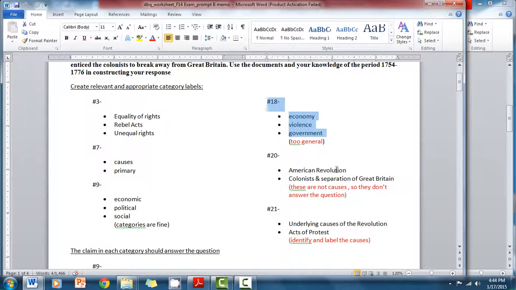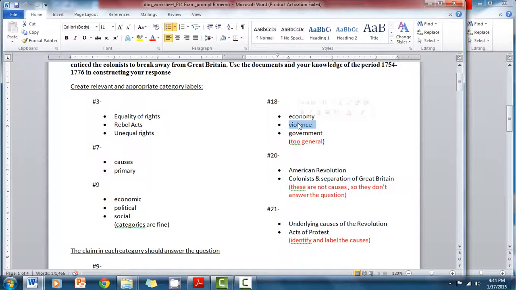Student number 18, in classifying the causes of the American Revolution, economy. So I guess you're trying to say economic causes. That's fine here. Violence.